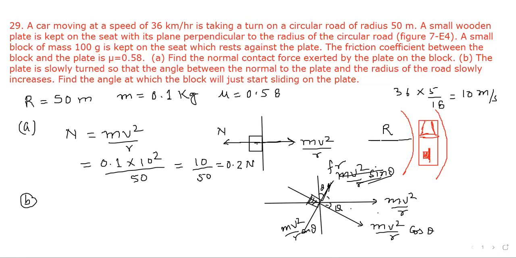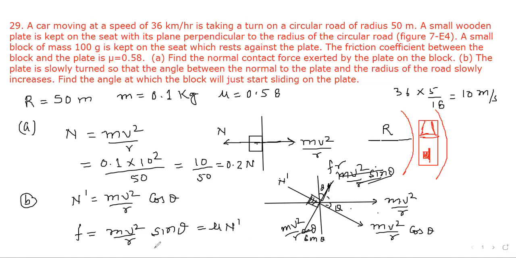Both will be equal, so in this case, normal reaction will be N dash. So N dash equal to mv square upon r cos theta. And friction will be equal to mv square upon r sine theta. But friction is also equal to mu N dash. So mv square upon r sine theta equal to mu times mv square upon r cos theta. Mv square upon r will cancel out, mu equal to tan theta.